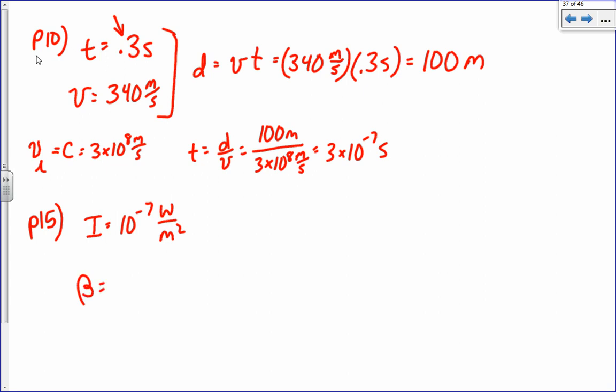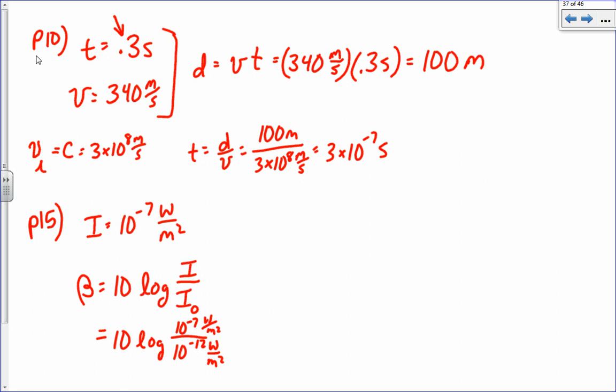The number of decibels is 10 log of I over I naught, where I naught is the threshold intensity that the human ear can hear. So that's 10 log, I naught is 10 to the minus 12 watts per square meter. And I here is 10 to the minus 7. And we want to know what are the decibels of that.